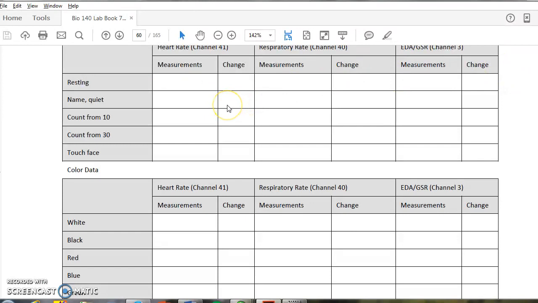And the change is, did it go up or down from what it was previously? So did it go up from the resting or down? It should have stayed about the same. So that's what it means by change. Basically, did it go up or down?